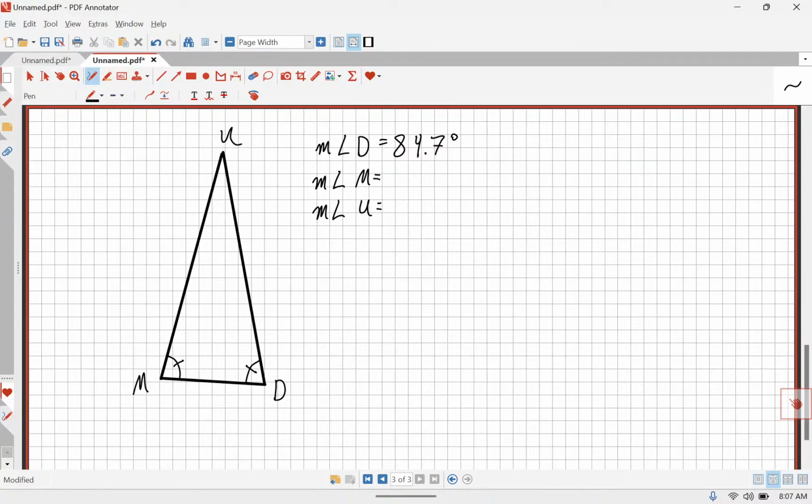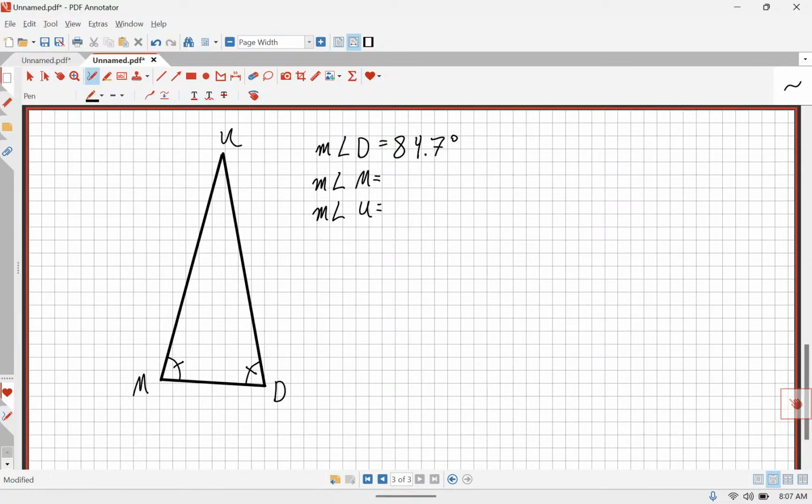Before I set you guys loose, can someone remind me what I mean by these funky symbols that I've got on M and D? Rylan. They're the same. That's exactly right. I'm telling you that angle M and angle D are the same measure. So that's the hint I'm going to give you here, guys. Talk to each other. How are we going to find the measures of angle D and angle M using this information? Give it a shot and teach.